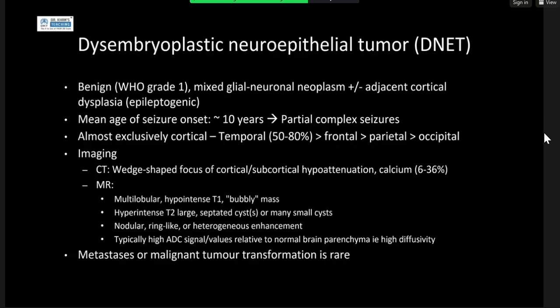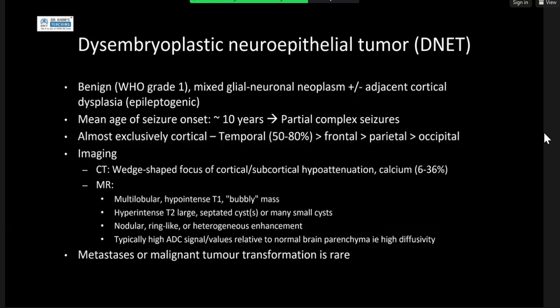So, coming back to DNETs, they can be hyperintense on T2, like what we see here, quite a large area, or you can have many small cysts, a quite bubbly mess, but we're not seeing that pattern here. You can have very variable enhancement, and you don't always have restricted diffusion, because it's not a very cellular lesion. The good thing is that malignant tumor transformation is very rare. So often they go in, they can take it out. The only thing is that it can come back again.